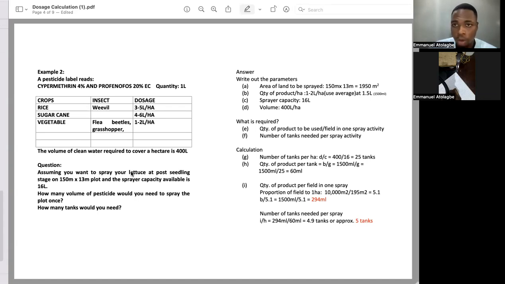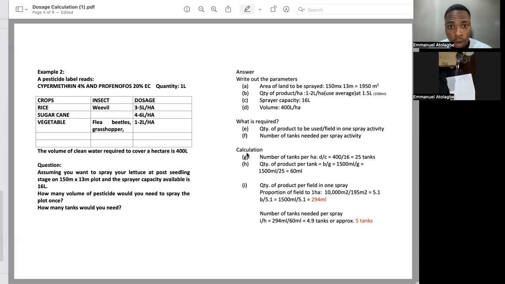I hope I'm not just too fast. Just trying to put everything in a single video, one recommendation, one example per video. Sprayer capacity is 16 liters. All of our parameters complete. I hope we can see the screen.